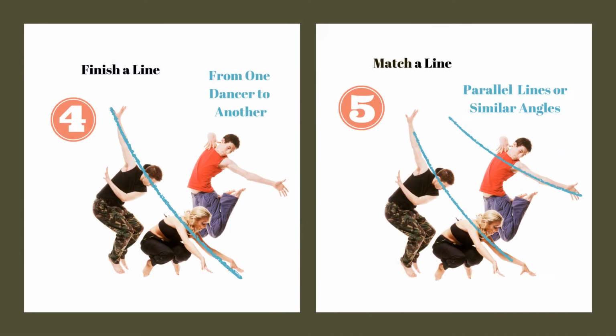First and foremost is simple enough. When you have 2 dancers working, you can have dancers work together as in image 4, where dancers finish off each other's lines. In image 5, you see that we've got our first 2 dancers in the one line, and our jumping dancer does a movement that complements the line. So it's a similar angle.